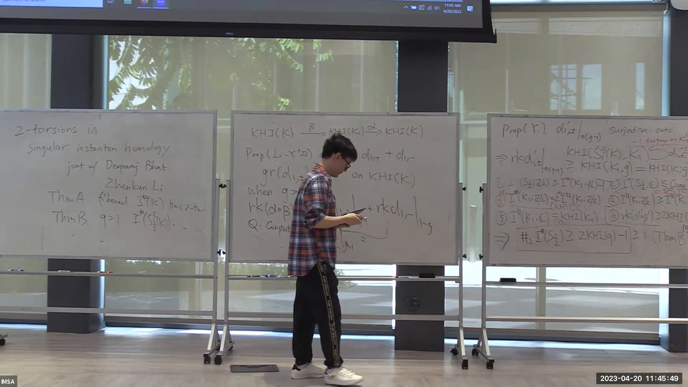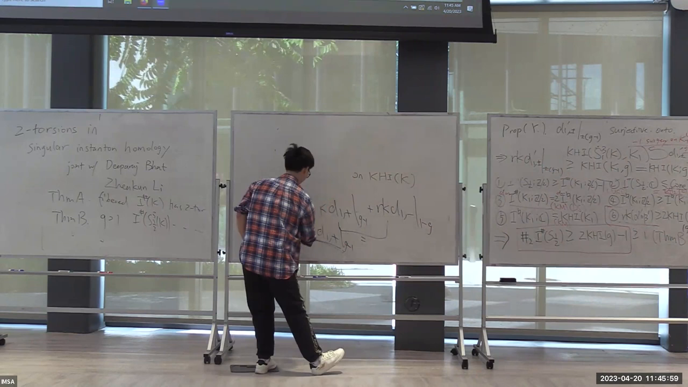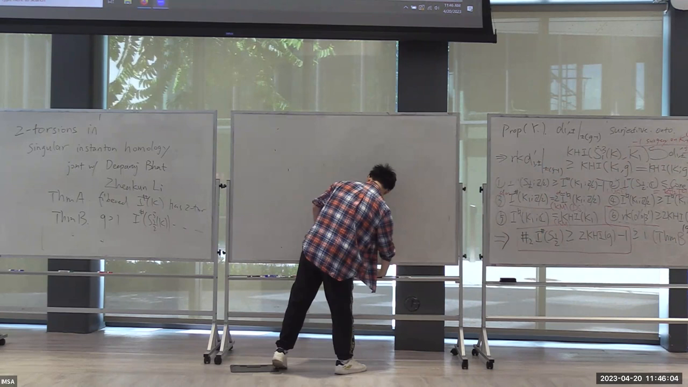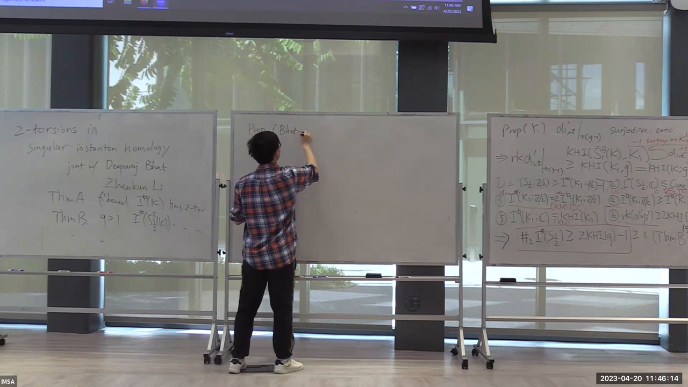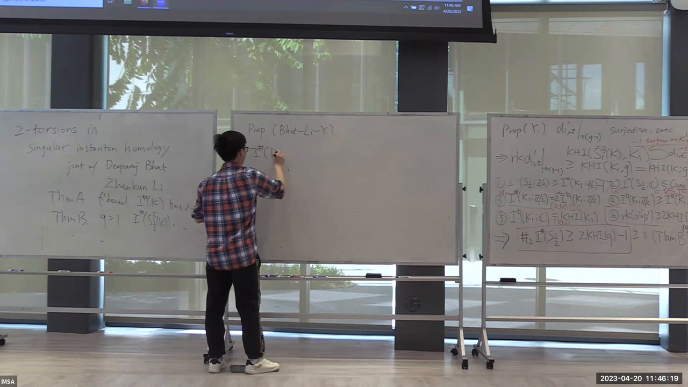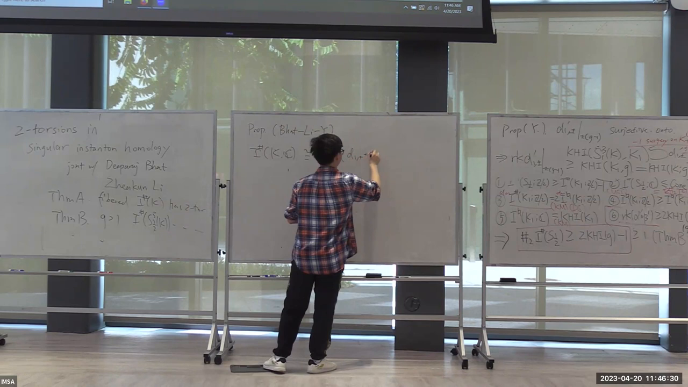And then let's move to theorem A. So theorem A is based on the following facts, which we will prove. Is I sharp of K in the complex coefficient isomorphic to the homology of D1 plus D1 minus.